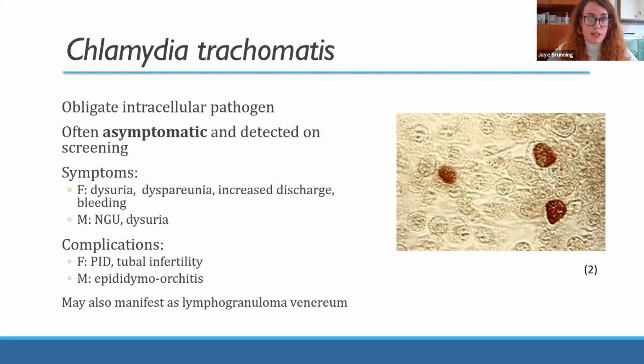They may also notice an increased vaginal discharge and some bleeding, which can be either intermenstrual or postcoital, so after sex. In men, they get the urethritis type symptoms, and they might also experience some dysuria as well. The complications are very much similar to that of gonorrhea, including pelvic inflammatory disease and tubal infertility, and in men, epididymo-orchitis. It's also important to note that it may manifest as a disease called lymphogranuloma venereum, which I'll go to a bit later because that's a slightly different presentation to urethritis.